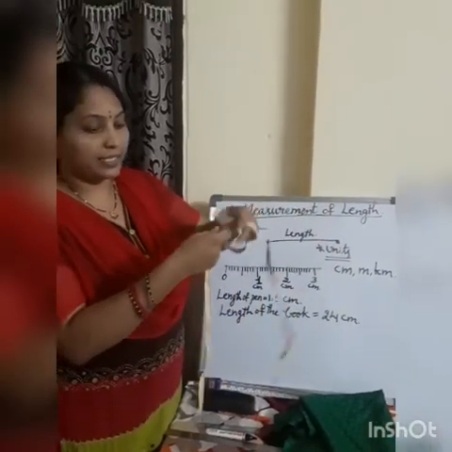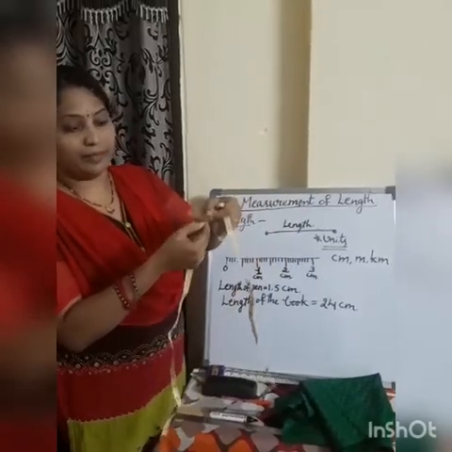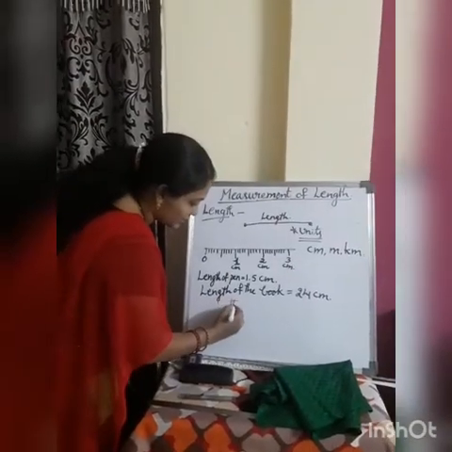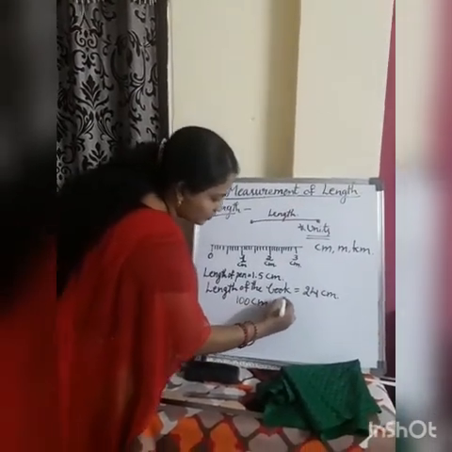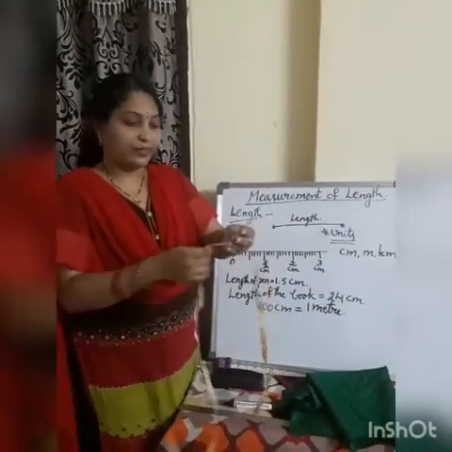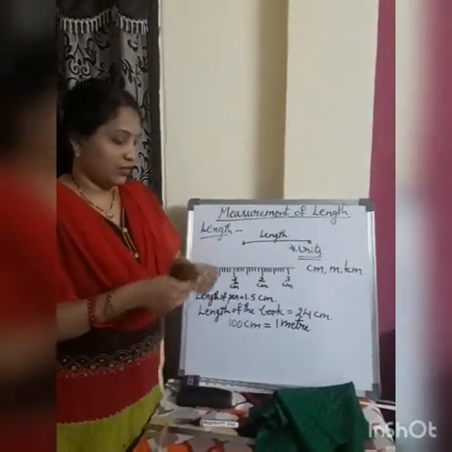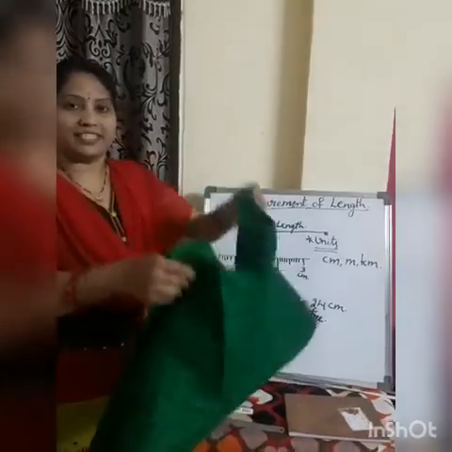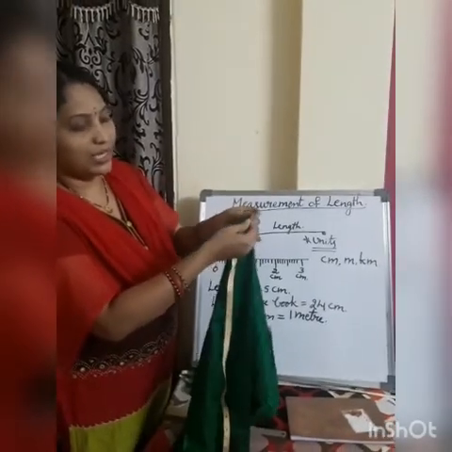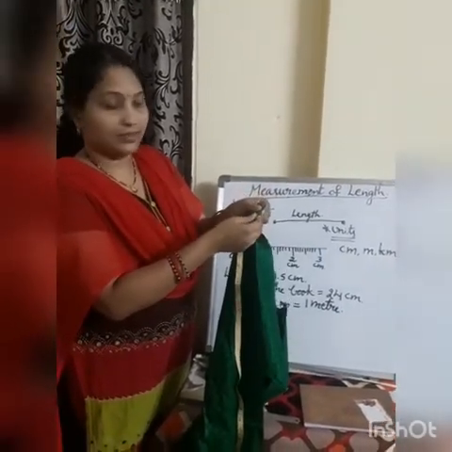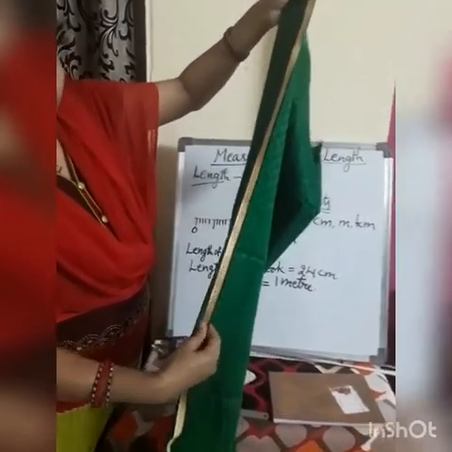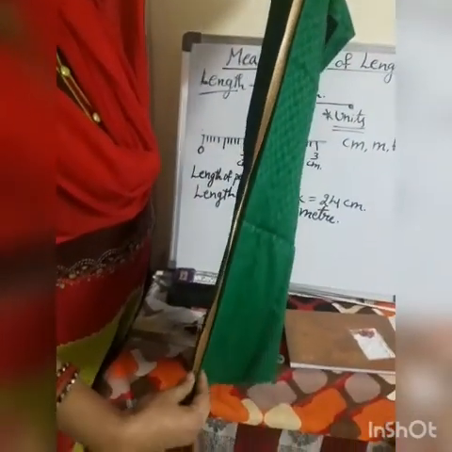So up to 100 centimeters, we call it a meter. 100 centimeters is equal to 1 meter. Now let's see how to measure the length of this cloth using the meter tape. So this is how we have to place the meter tape on the cloth and then measure the length of the cloth just like this.